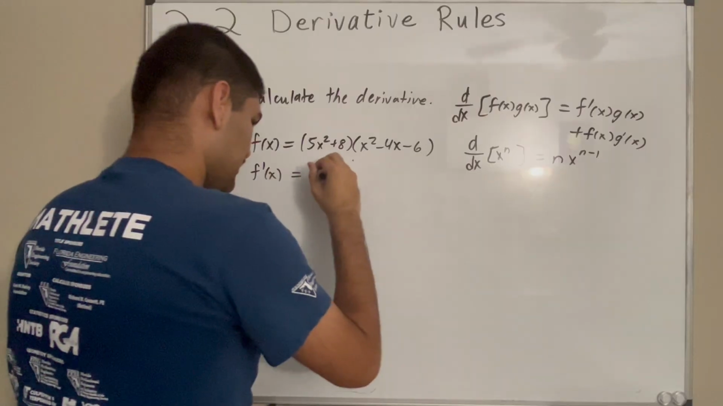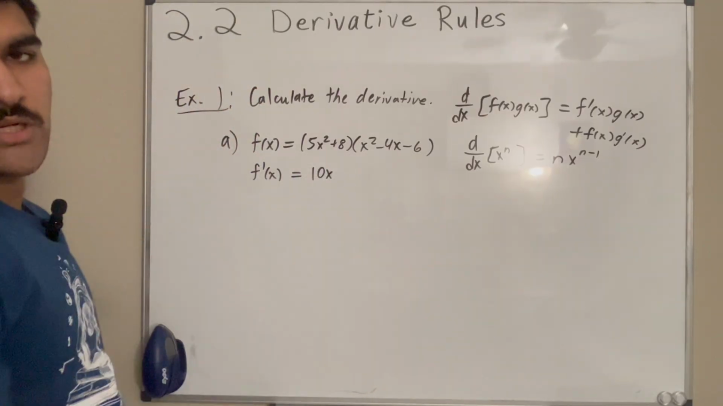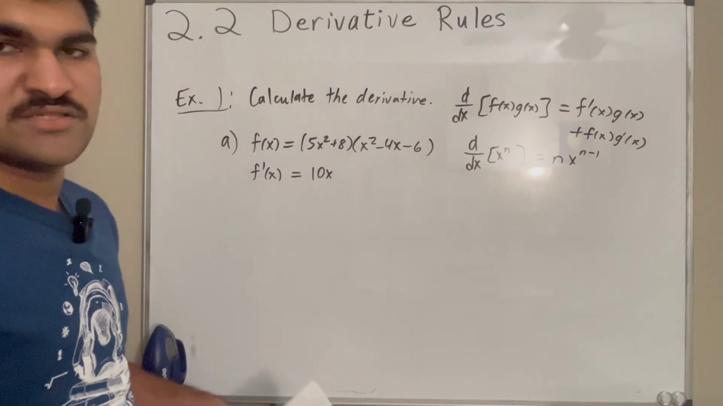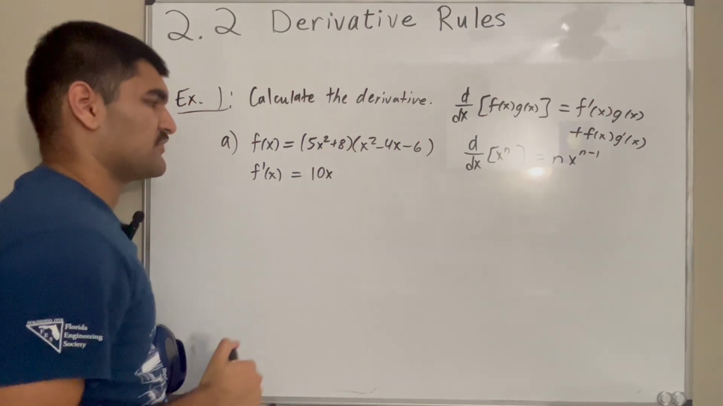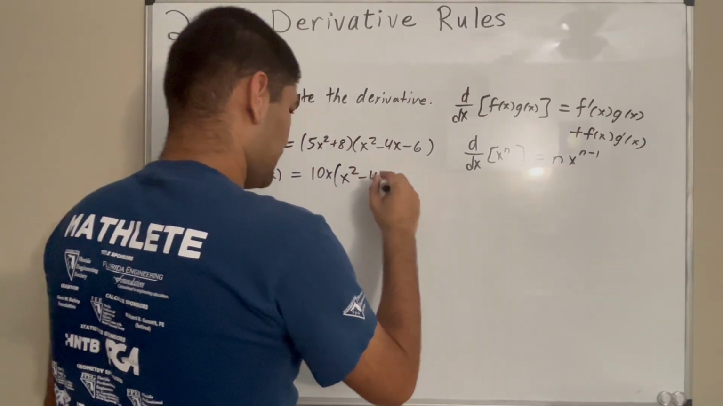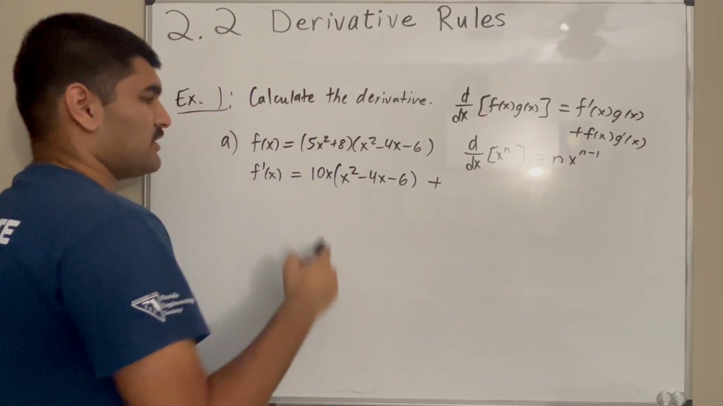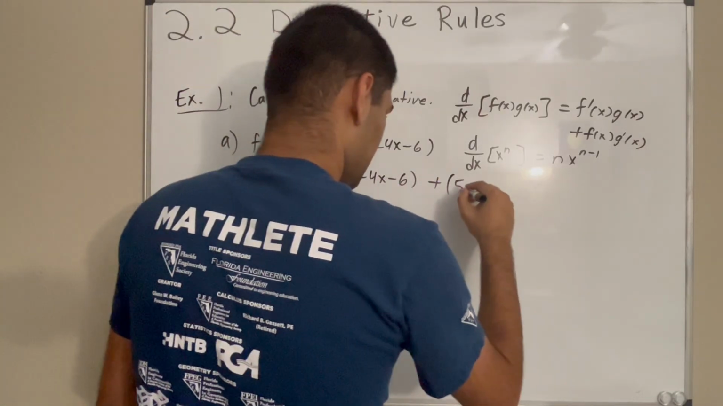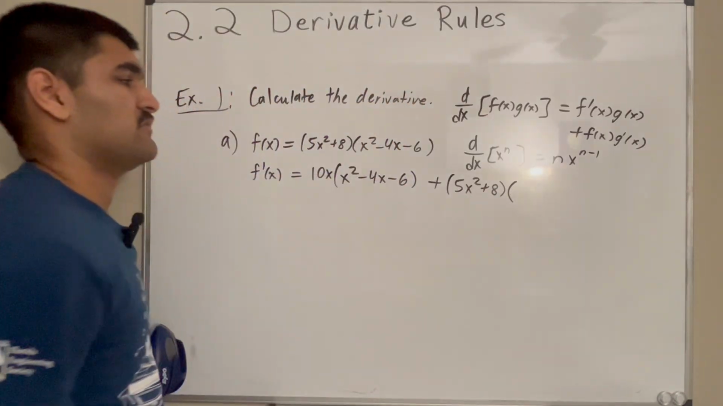So 10x. Cool. And then what's the derivative of 8? Well, remember, the derivative of any constant is 0. So that's just 0. So this is the derivative of this function. And then we keep the second function. So I'm just going to keep this, simply bringing it down. All right, and then we add the first function, 5x squared plus 8, times the derivative of the second function.